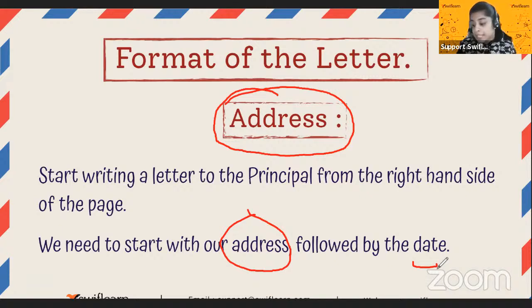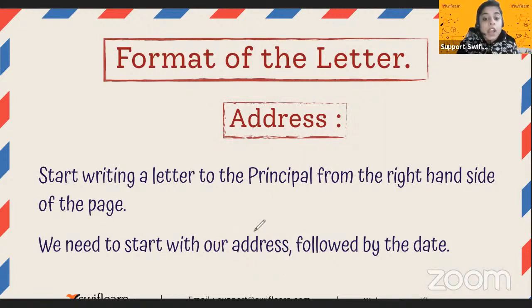Please keep in mind that there is a format for writing a formal letter. Format means how to write it and what information you are going to include in your formal letter. Okay. So keep this in your mind. The very first thing that we need to include in our formal letter is the address. After the address, what do we write? We write the date. So the address is followed by the date.